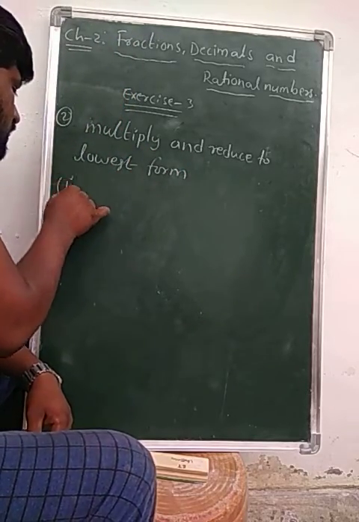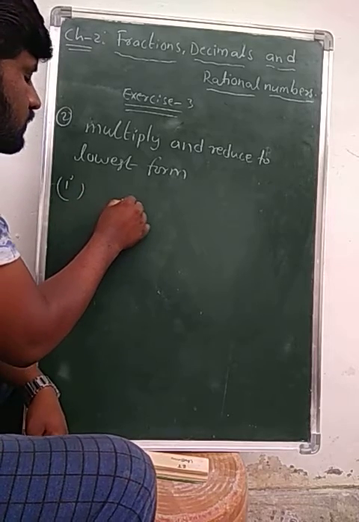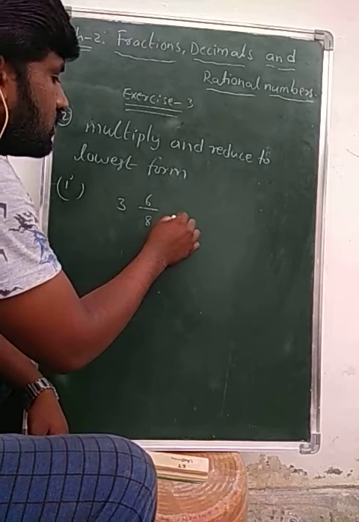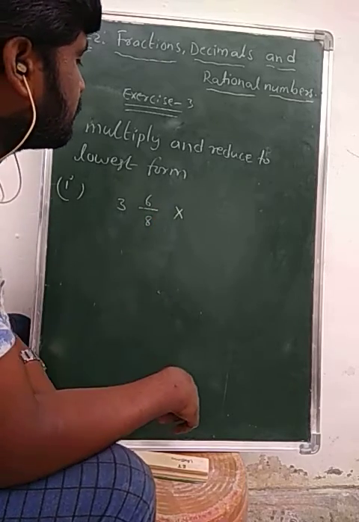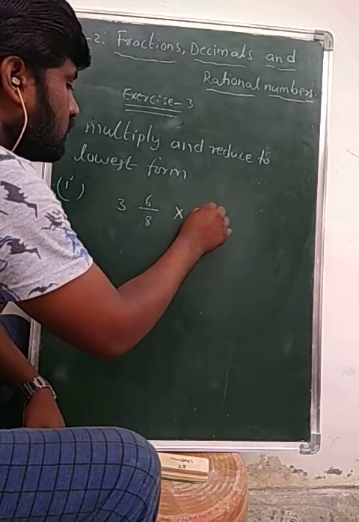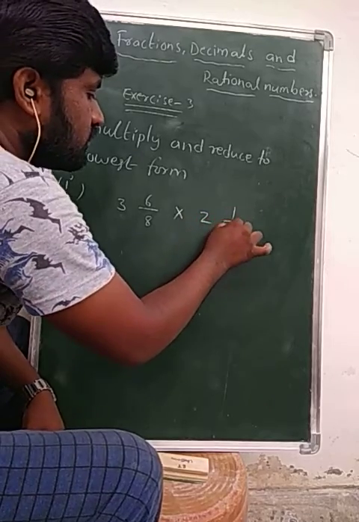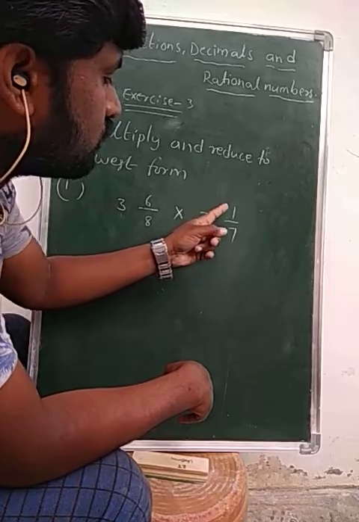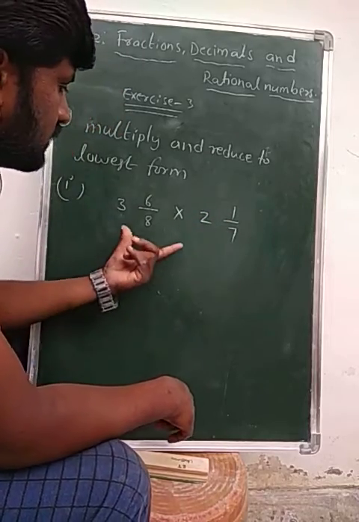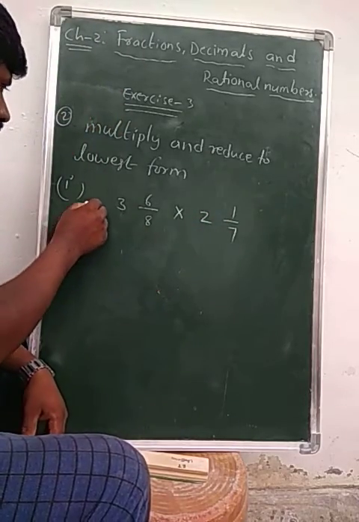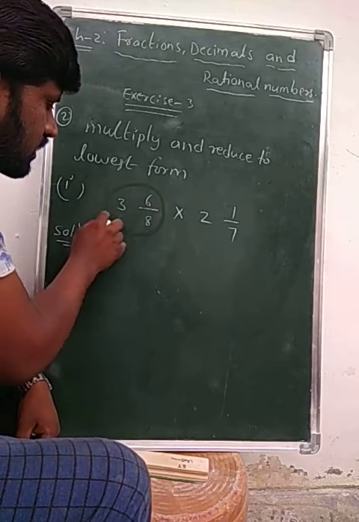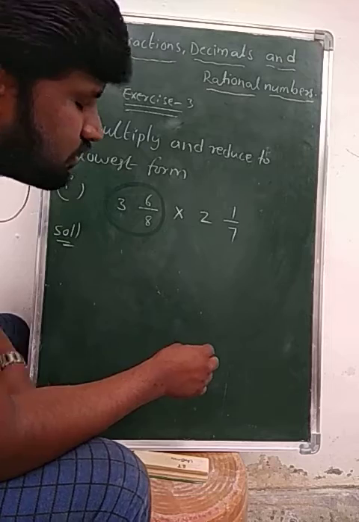In that, the first question I am taking 3 6/8 into 2 1/7. Okay, 3 6/8 into 2 1/7. These two are mixed fractions. Then what I am doing, see clearly, it is a mixed fraction. I am going to convert it into an improper fraction.